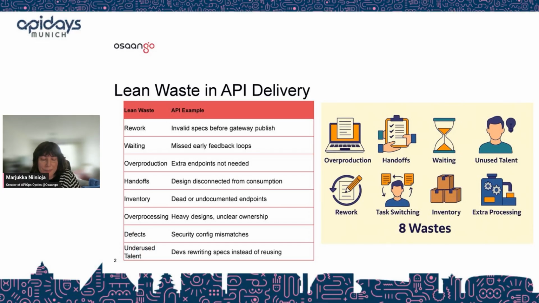Underused talent. Developers are, for example, rewriting specs instead of reusing APIs, or you have developers acting as business analysts or Scrum managers acting as POs because APIs just are not known by other people who should be knowing them, or you just don't have the right methodology in place. People don't know what is expected of them.